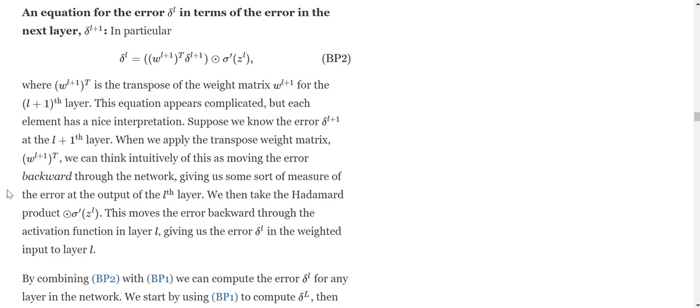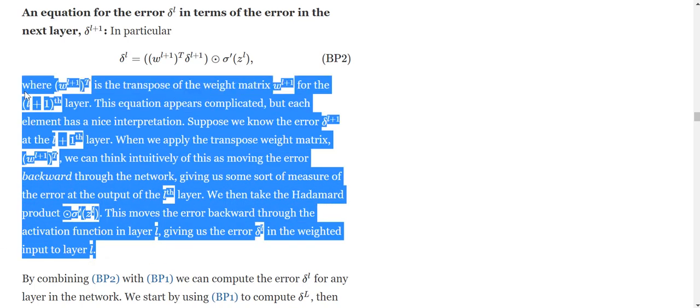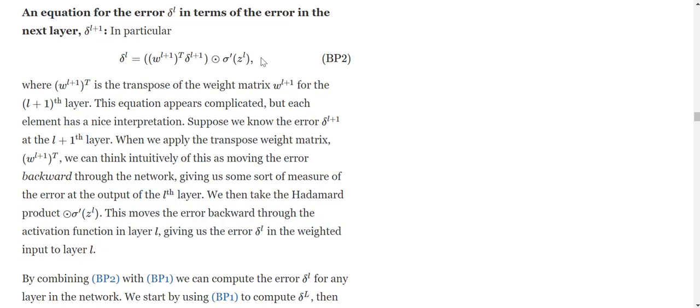of sigmoid at ZL. But let's read this, which would make much more sense than blindly reading out the formula, where W L plus 1 transpose is the transpose of the weight matrix W L plus 1 for the L plus 1th layer. This equation appears complicated, but each term has a nice interpretation. So this weight matrix would be the matrix which you use to compute the values in that particular layer.